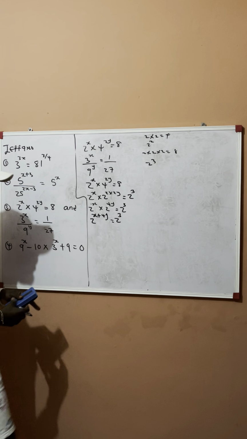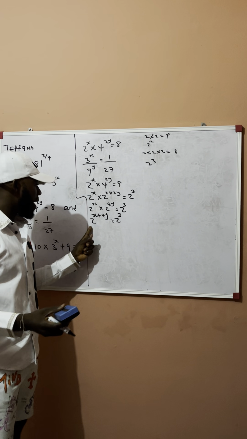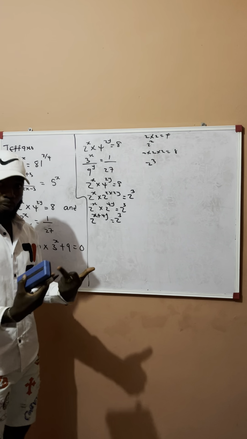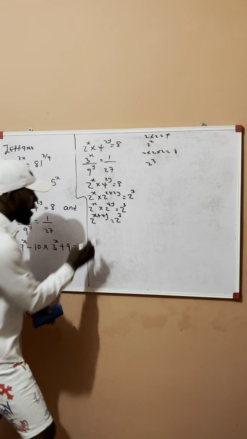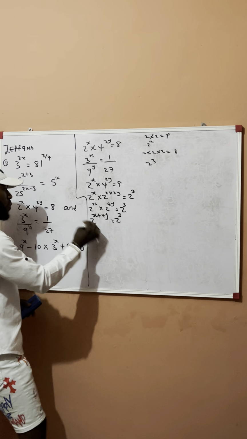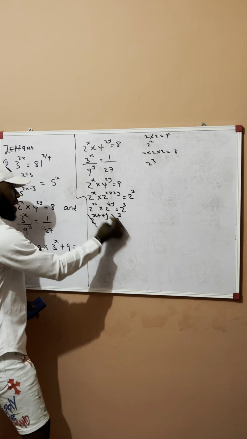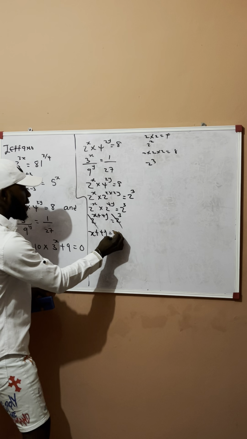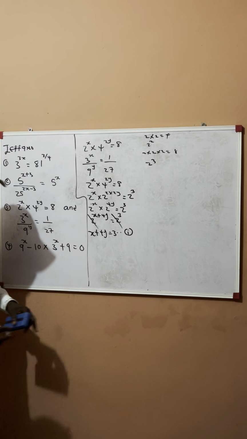2 raised to the power of 3. Now you will observe that these two bases are now separated by an equality sign. And we said when two bases that are the same are separated by an equality sign, what happens? The bases cancel out. So what do we have here? x plus 4y is equal to 3. Now you call this equation number 1.